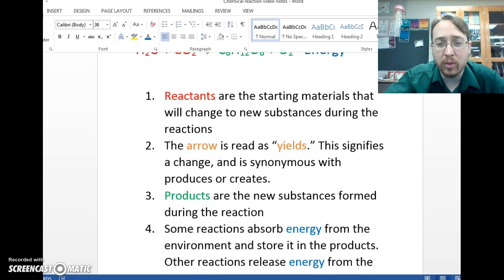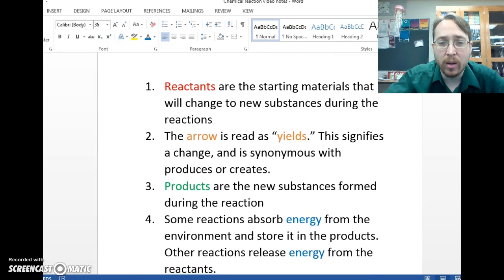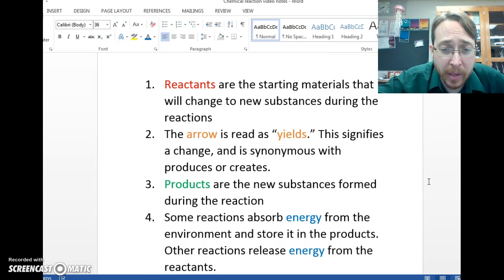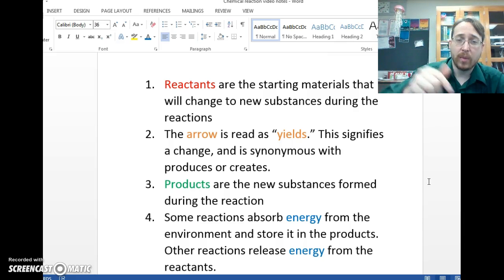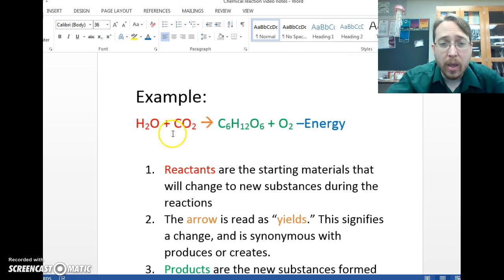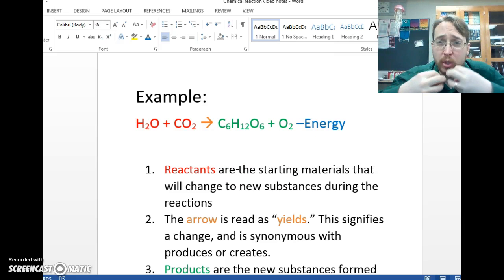And so now that brings us to this last part, which is a little more, well, a little complicated. Some reactions absorb energy from the environment and store it in the products. Other reactions release energy from the reactants to make the products. And so let's look at this situation. To do photosynthesis, is the plant absorbing energy or releasing energy? Well, if you can remember from your biology, the plant has got to absorb energy from light. So this is an energy absorption reaction. And so sometimes we feel comfortable writing plus light over here on the reactant side because we need to put light in. Or sometimes we put light over the arrow.